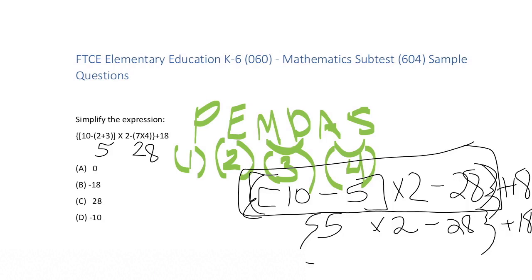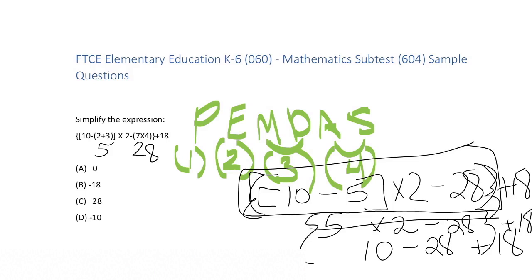So we would do the 5 times 2 first, which would give us 10. 10 minus 28 plus 18. And now we're going to get rid of our brackets because we've done everything inside the brackets, and we're going to go from left to right, just as the order of operations tells us to do. We add or subtract left or right, whichever comes first.